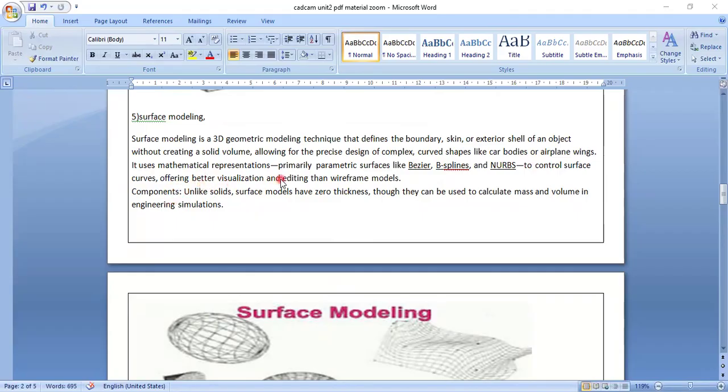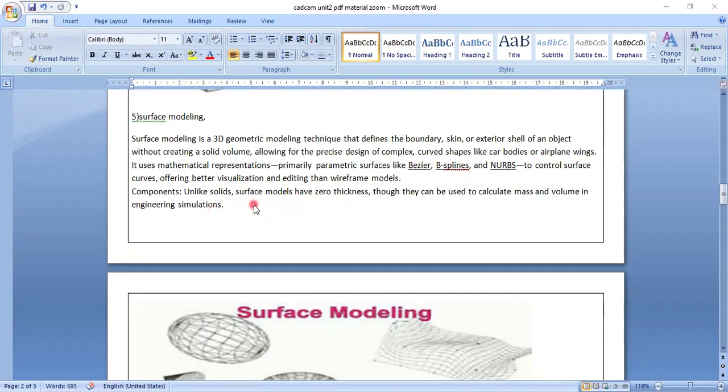It uses mathematical representations, primarily parametric surfaces like Bezier, B-spline, and NURBS to control surface curves. In order to make these surfaces, you have to follow Bezier curve, B-spline, NURBS, which will be discussed in the next question, offering better visualization and aiding in wireframe models. If you satisfy Bezier, B-spline, NURBS, then only you have a good surface modeling. Otherwise, you are not having a good surface modeling. I will discuss that.